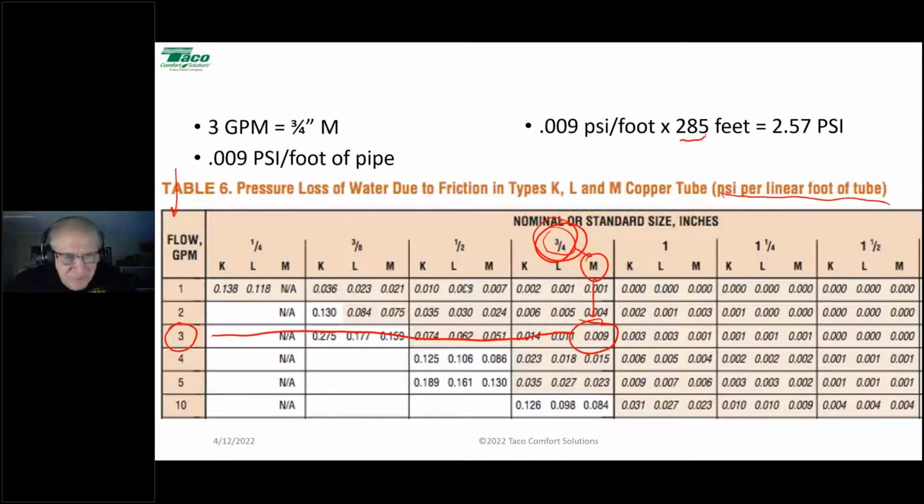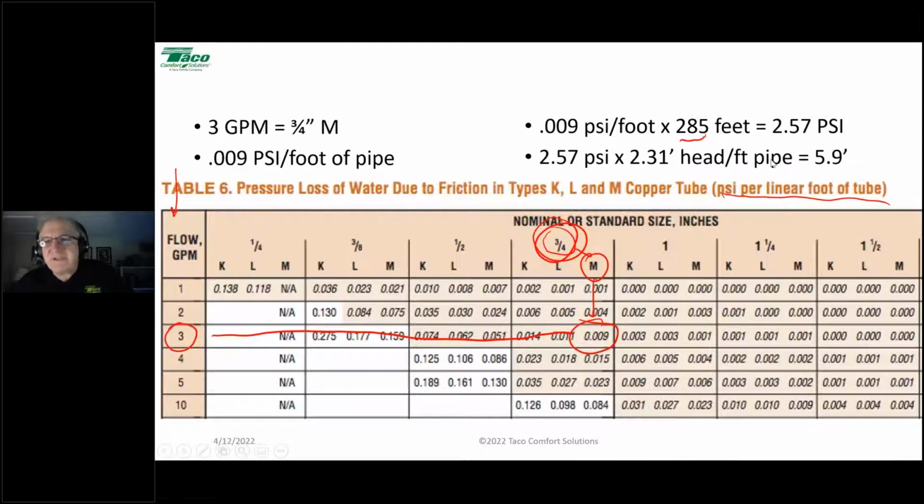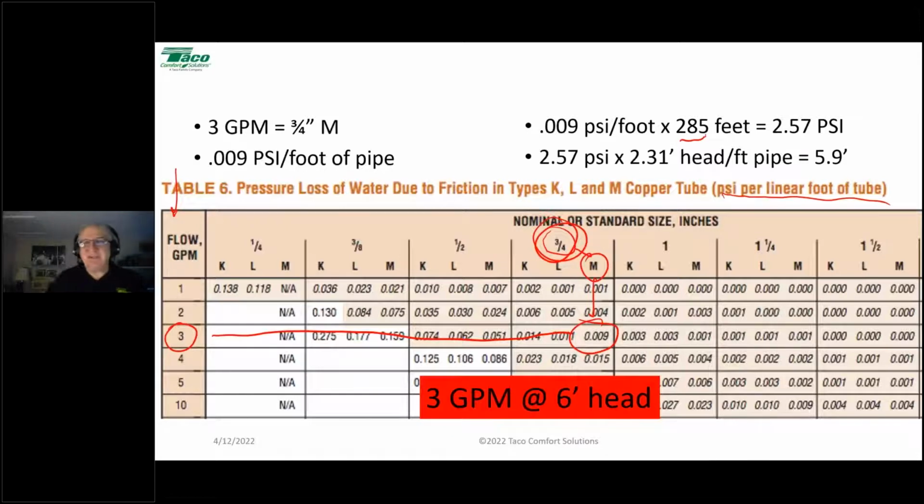All right. So yeah, multiply it by 2.31. Neil, Jake, Dan, you got that. Multiply it by 2.31. That's 2.31 feet of head per PSI of pressure drop. So 1 PSI of pressure drop equals 2.31 feet of head pressure loss. So we multiply 2.57 times 2.31, and that'll give us 5.9 feet of head loss in that circulator. So, hey, we're going to call it 6 feet of head. So I'm going to need a circulator that can deliver 3 gallons per minute while overcoming 6 feet of head.